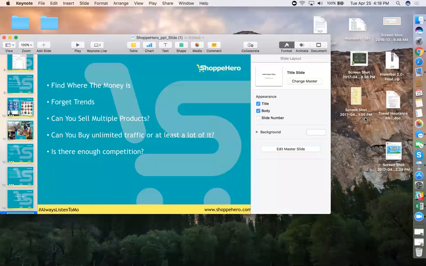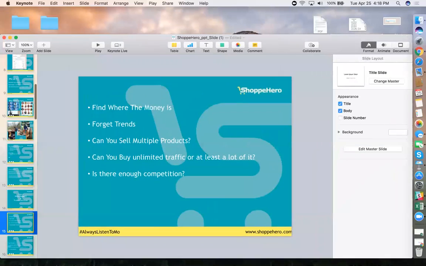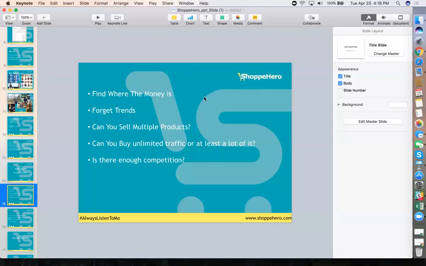So 1, 2, good, bad, 1, good, bad. So it seems like we have 50-50 here. 50-50 between good and bad. All right, let me clear it up. So competition is actually a good thing, a very good thing. Competition, what it does, it validates the market for you.